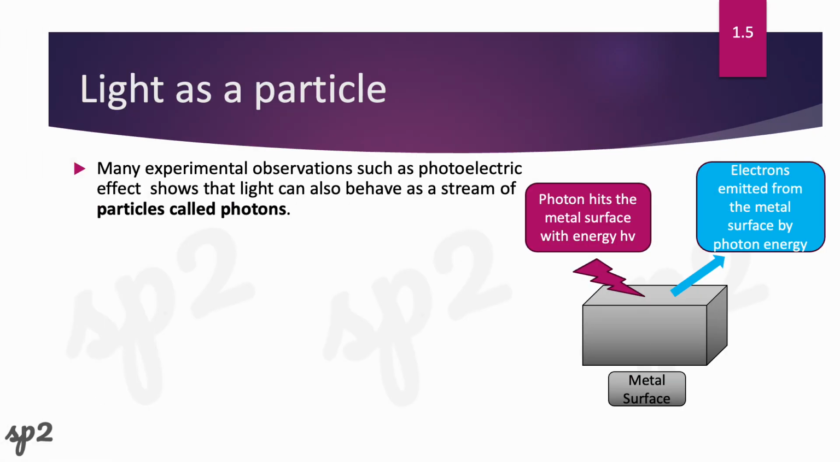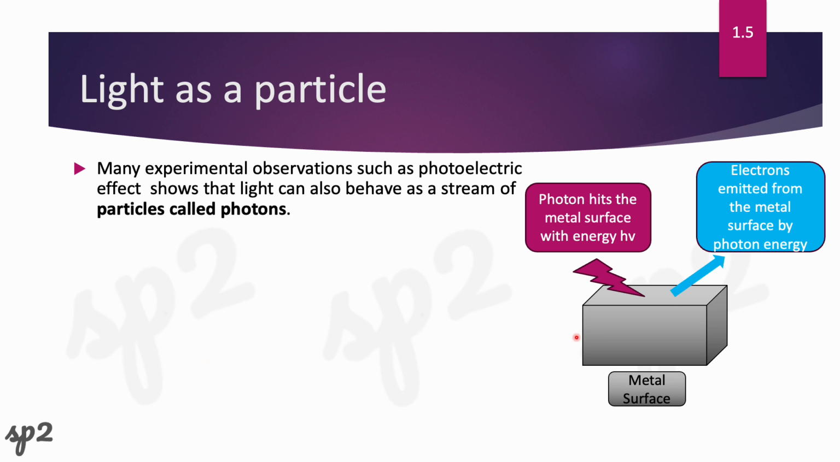Okay, so we already have talked about the wave behavior. Now we're going to be focusing on the particle behavior of light. There have been many experimental observations, such as the photoelectric effect, that are showing us that light can also behave as a stream of particles, which is known as photons. So everybody listen up. I'm going to explain this experiment here for you.